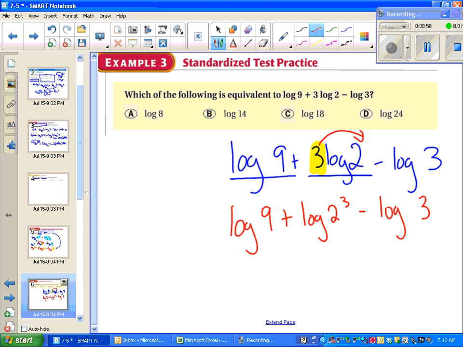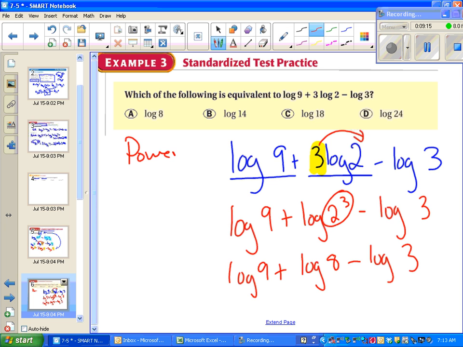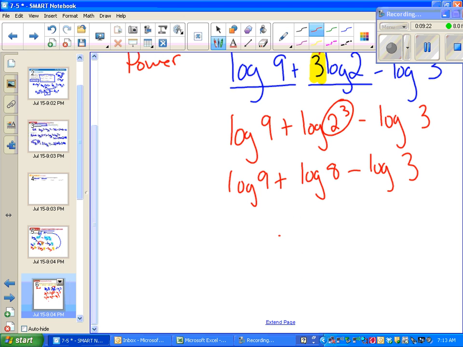So really what I did here was deal with my power property first to bring all the exponents up. There was only one. Now I can use my product property and quotient property together, left to right. Kind of like the order of operations for logs. These two are added together, so I get to take the 9 and the 8 and multiply them. When I multiply them, I put them in the same log. Minus log base 3, or log base 10 of 3. We know 9 times 8 is 72, so our next step might look like that.